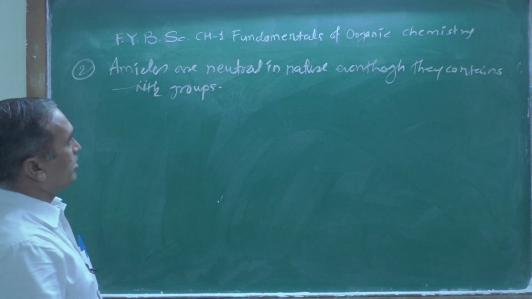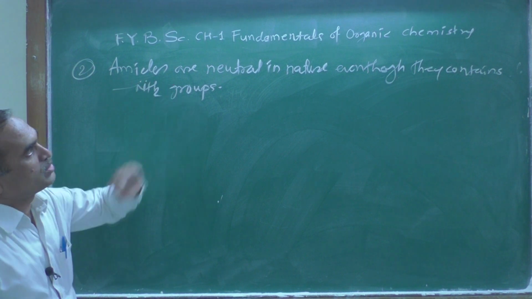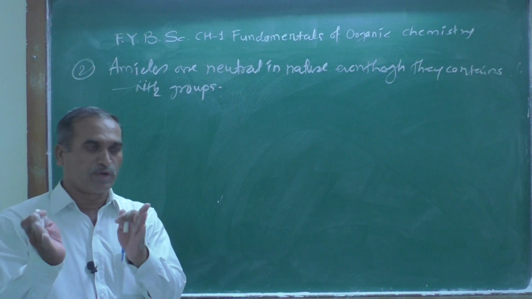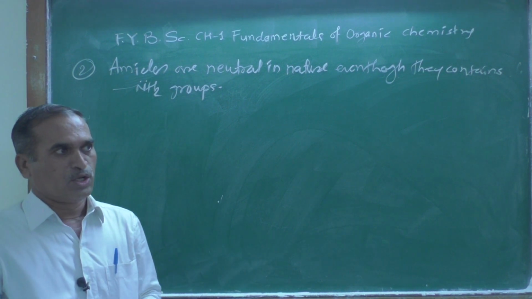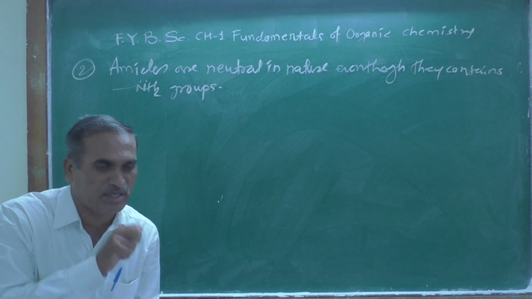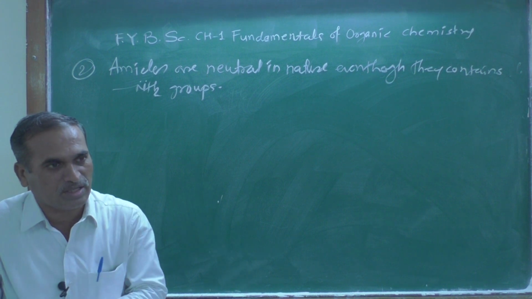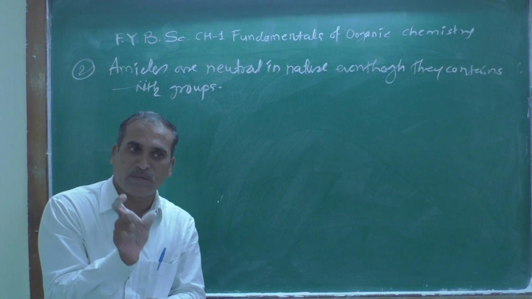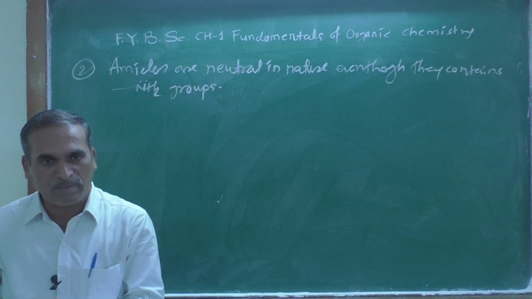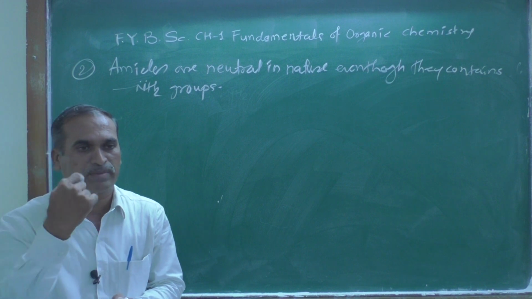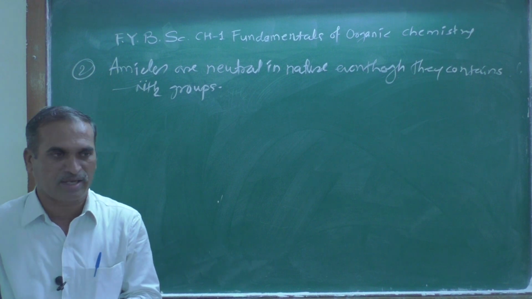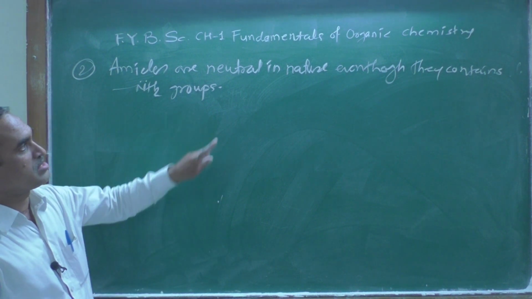Now remember here, amides are neutral in nature even though they contain an NH2 group. If you remember, as I already told you, those organic compounds containing a nitrogen atom are basic in nature. Why are they basic in nature? Because the nitrogen atom contains a lone pair, and according to the Lewis acid base theory, it is capable of donating a lone pair to the H plus ion, and therefore they are basic in nature.